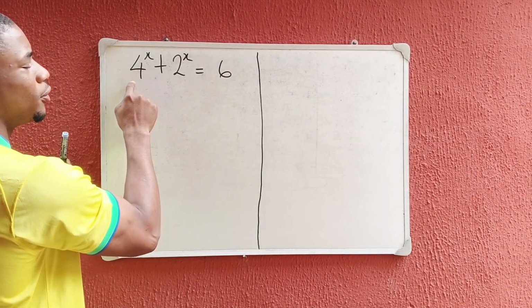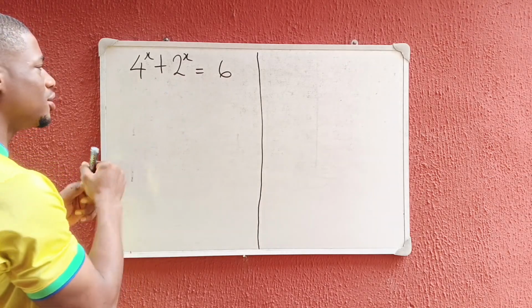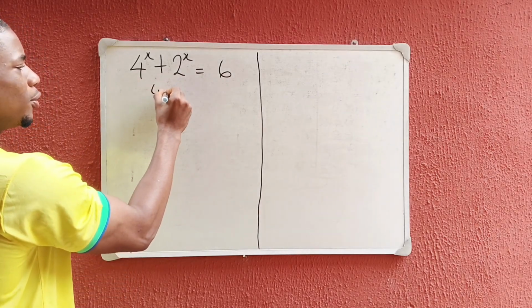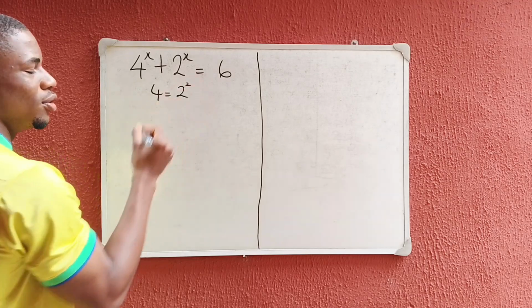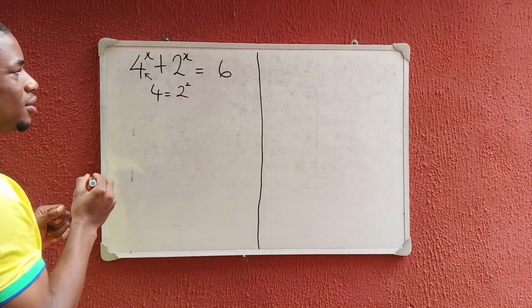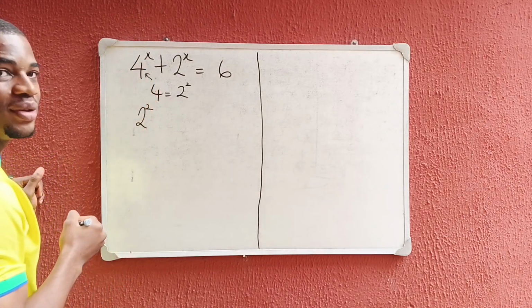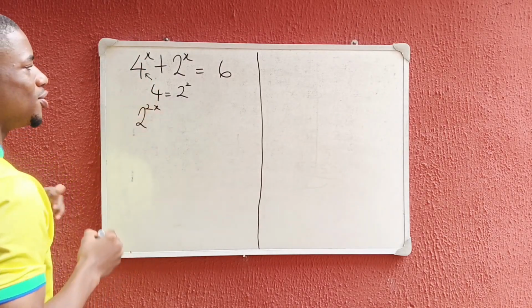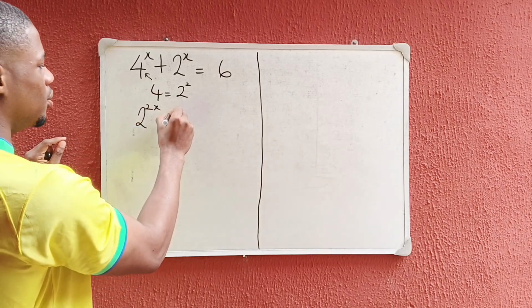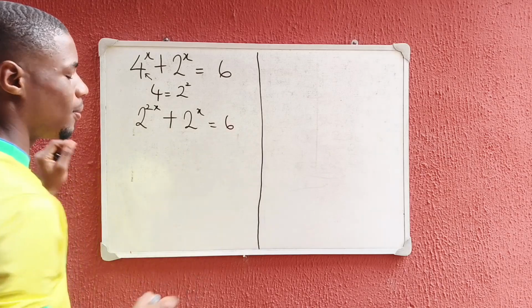Now if you see here, it says 4 and 2. We can express 4 in the base of 2, alright? And 4 in the base of 2 is equal to 2 raised to power 2. So now let's replace 4 with 2 raised to power 2 here, alright? So doing that, I have 2 raised to power 2, and then I have raised to power x, meaning I can just multiply by x. So I have 2 raised to power 2x plus 2 raised to power x is equal to 6.